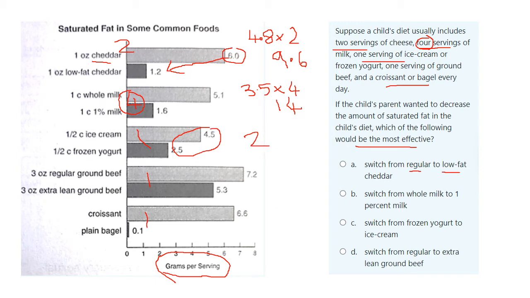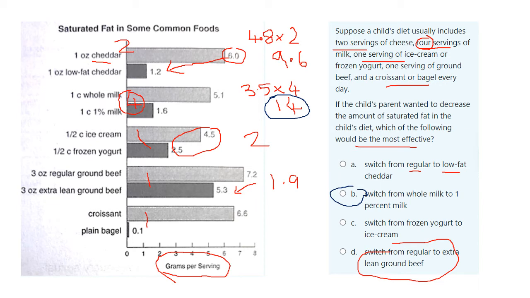And the croissant or bagel is not actually included. From regular to extra lean ground beef, well, that goes from 7.2 down to 5.3. So that gives you a saving of 1.9. We can see that the highest saving is on the milk of 14. So the correct answer would be B, switch from whole milk to 1% milk.